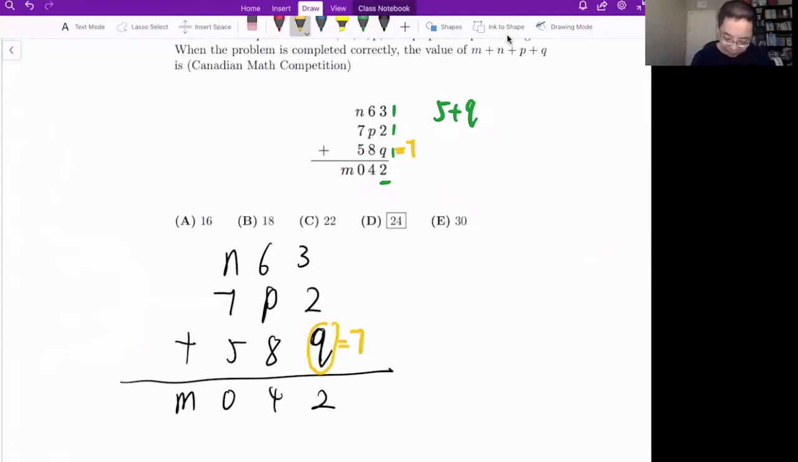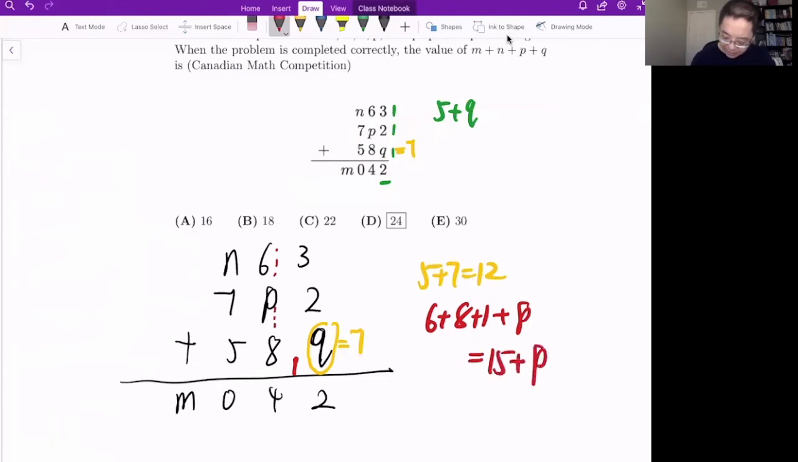So if this is 7, 5 plus 7 is 12. So the carry over is 1 here. All right, so we have 6 plus 8 plus 1 plus p. If you look at this vertical line, this equals 15 plus p. The unit digit has to be 4, right? In order to get the unit digit 4, p has to be 9. So 9 plus 15 is 24. All right, so the carry over is 2 here.